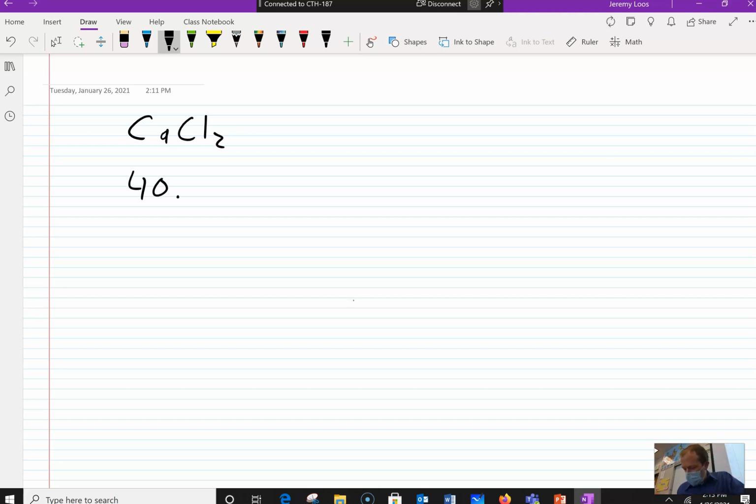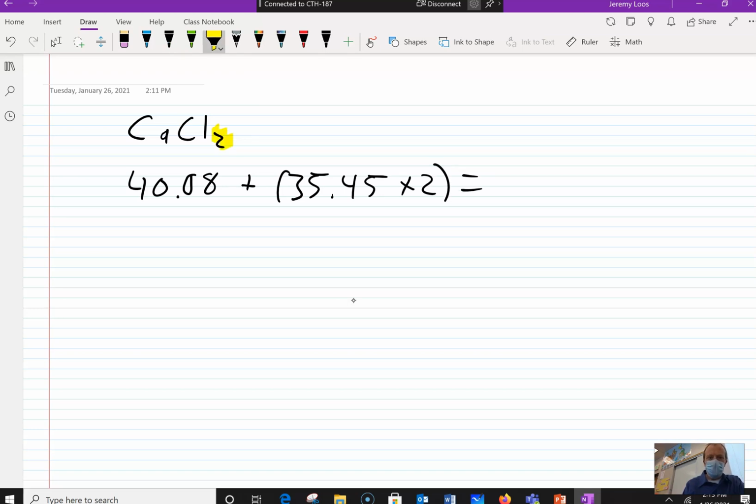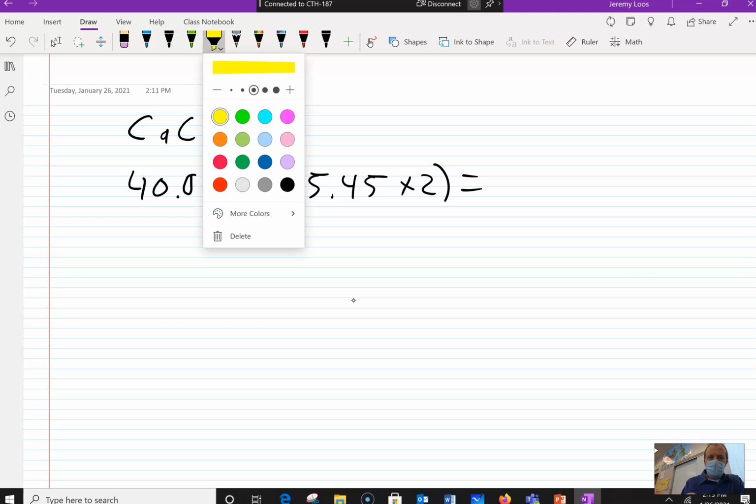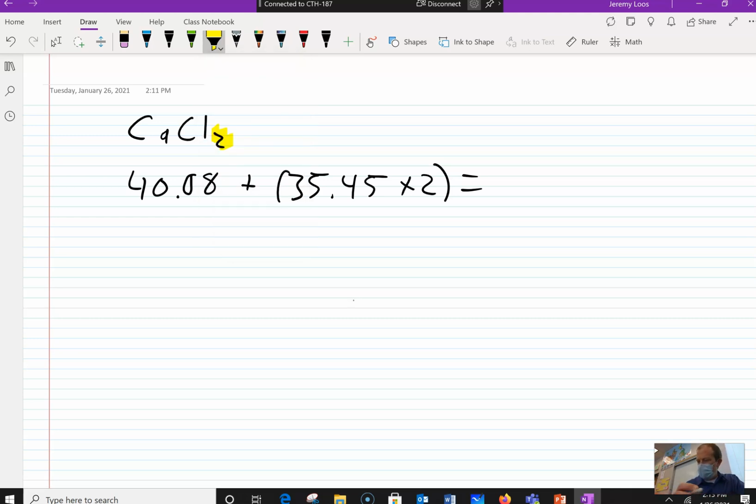When it comes to their masses on the periodic table, what I like to do is round them to 2 digits past the decimal. That's just a nice, consistent thing to do, so we're all doing something consistent. So for calcium, it's 40.08. That's calcium's mass. And then for chlorine, I would take 35.45, but I would multiply that times 2 because of these 2 chlorines right here. And I'm going to get 70.